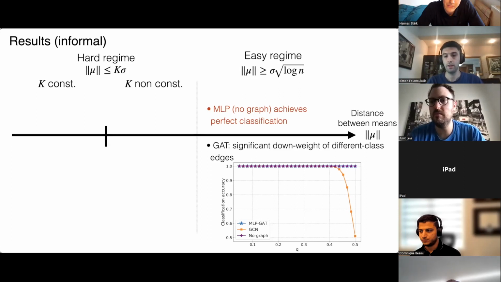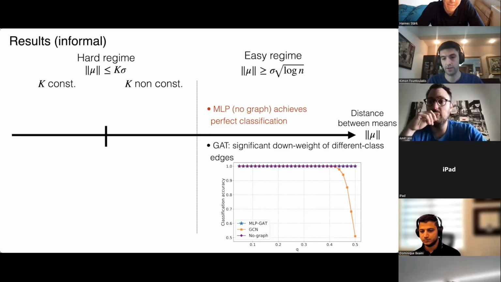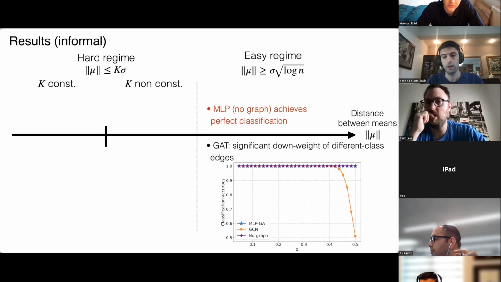So basically, somehow GAT is able to completely filter out the noise that comes from the graph, which is Q, and is able to always perfectly classify the data. The MLP also doesn't use the graph at all, so Q here doesn't matter. You know, it's always a flat line.